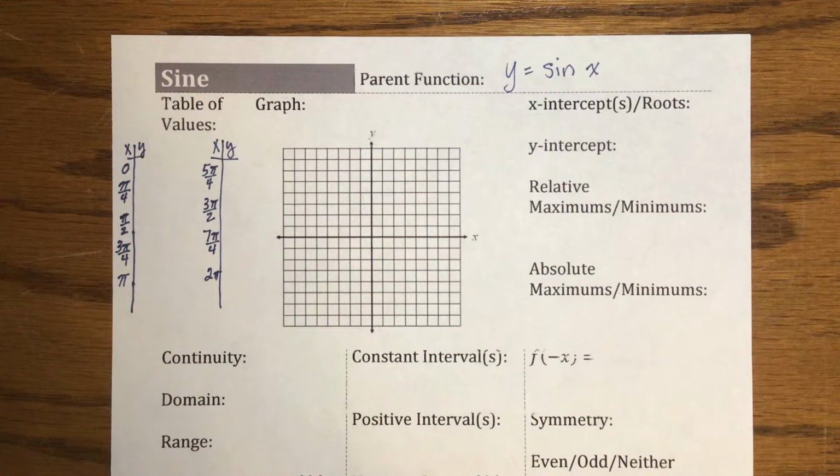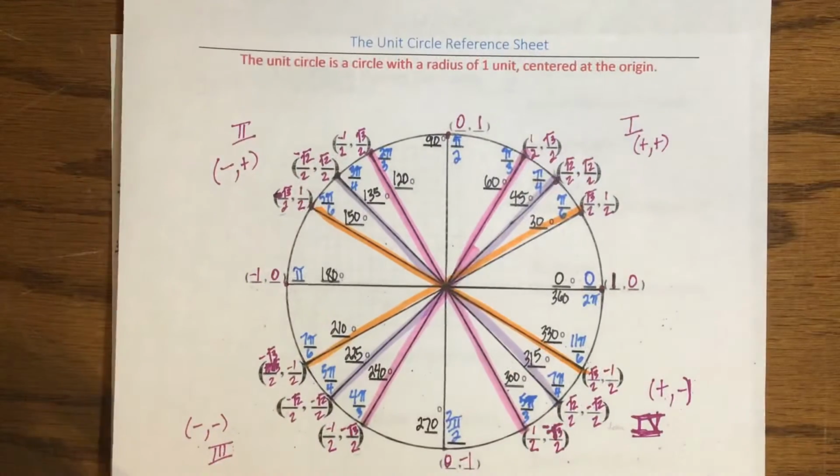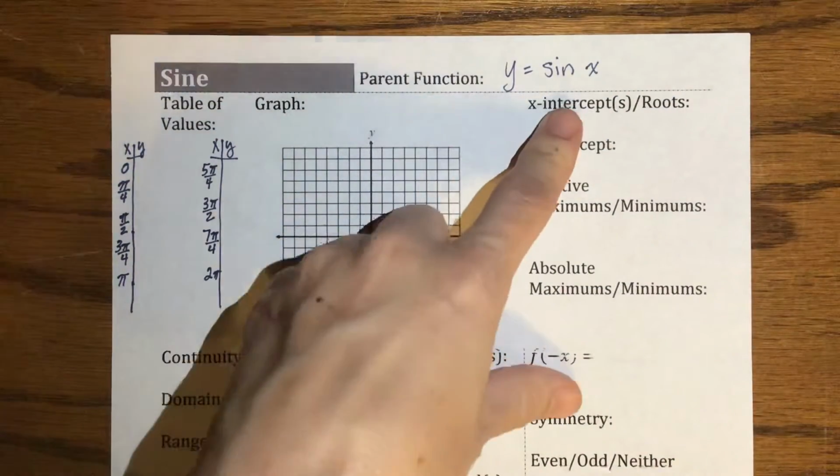Okay, for this video we are going into our family functions book and we are going to do our sine function, and then we're going to do cosine and tangent, and then we're going to go back and pick up on some of the other pages that we skipped. For this video you will need to have your unit circle out because this is what we're going to refer to. So our parent function y equals sine of x.